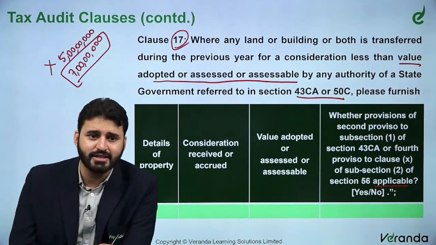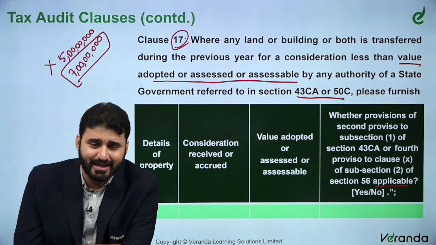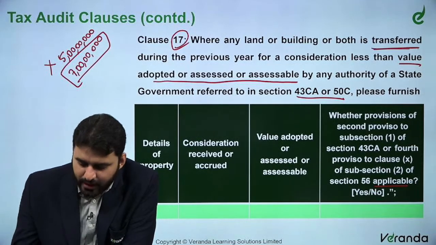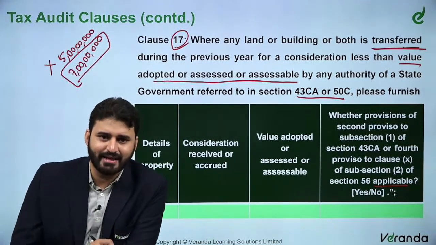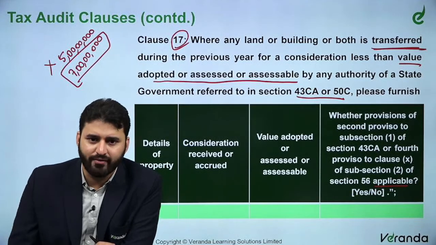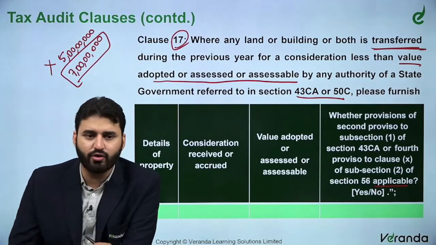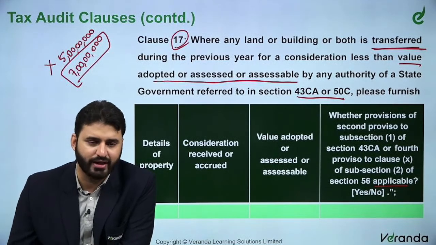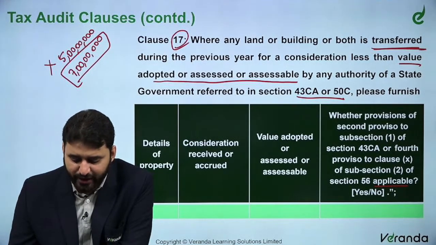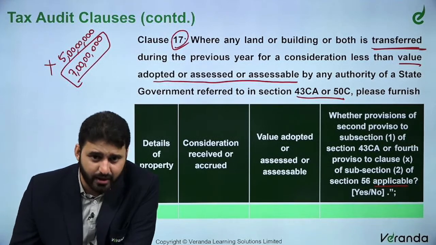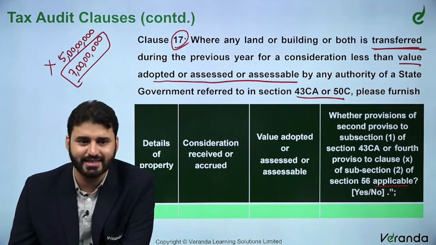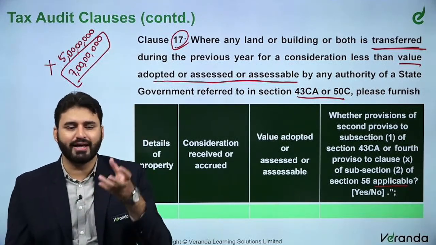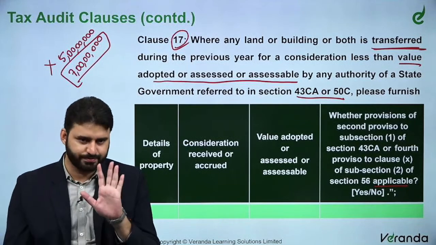So, in any case where you have transferred any immovable property at less than the guideline value, as referred to in section 43CA or 50C, both these sections talk about that only. You have to furnish the details of the property, consideration, value adopted or assessed or assessable, and whether the provisions of 43CA and 56(2)(x) are applicable. Section 56(2)(x) talks about that only. Whether you have sold your immovable property for less than that, 56(2)(x) will be applicable.